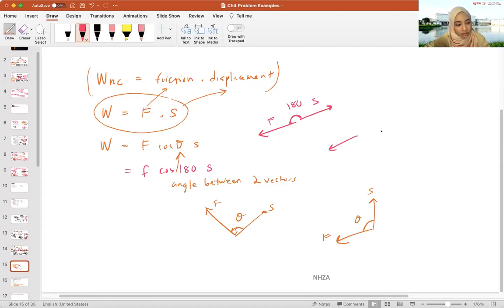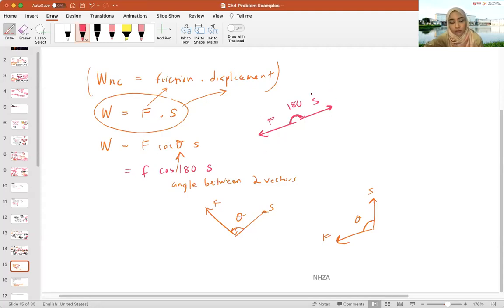Ada tak instances lain? Non-conservative force. Okay, let's say we're talking about air drag lah. Our motion, tak boleh juga. So it will always be a parallel sebenarnya for non-conservative force sebab dia opposing motion. So where does the cosine 180 comes from? It is from the angle between the force and also the displacement.